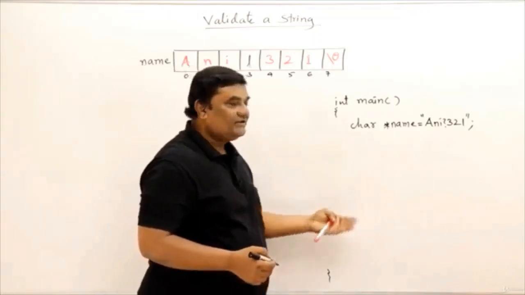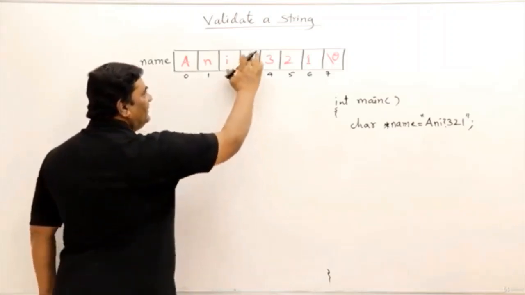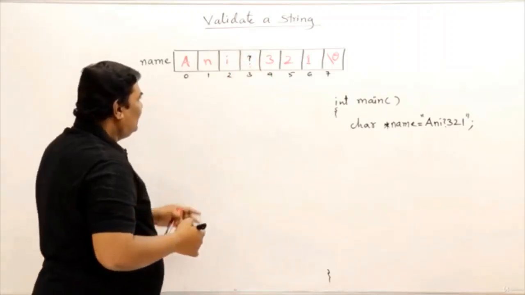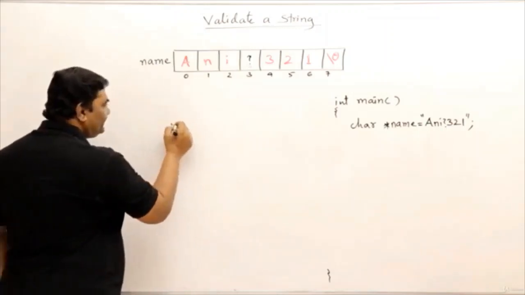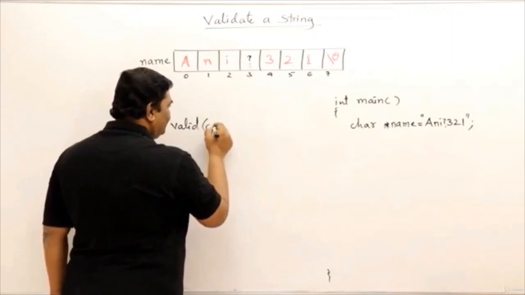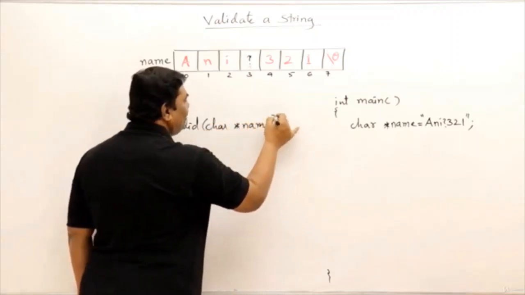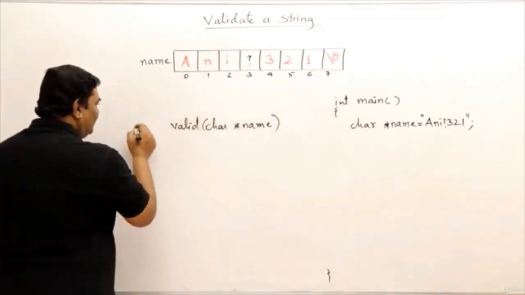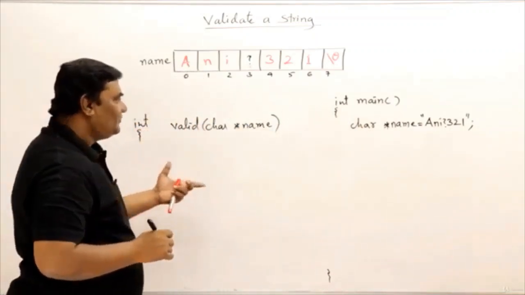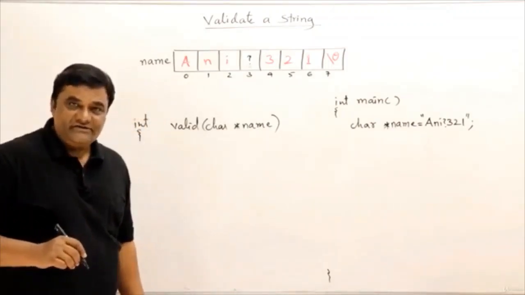Instead of writing inside the main function, I will write it as a function. So let us check it. I'll change it to a question mark. It is invalid, right? So I'll write a function named isValid, and it will take a string as a parameter, so char star name. It should return whether it is true or false, meaning valid or not. So if it is valid, it will return 1, otherwise it will return 0.